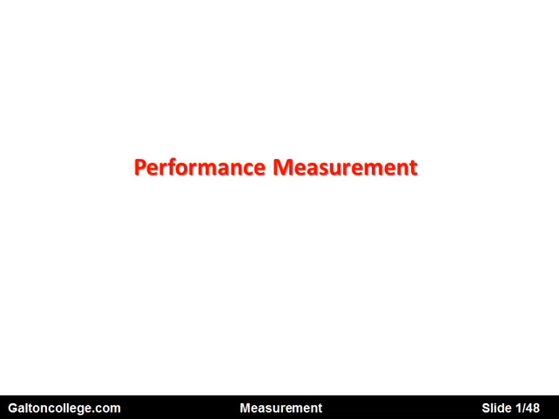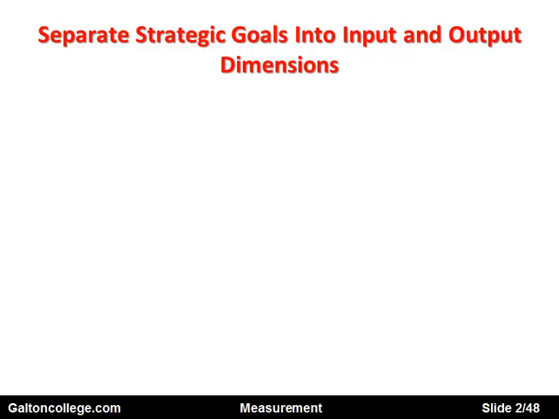In this class we'll deal with performance measurement. Now we're going to separate strategic goals into input and output dimensions. This is a logical thing to do because that's what businesses do. We have inputs into businesses and outputs from business. And of course what the business actually does is process the inputs into the outputs.